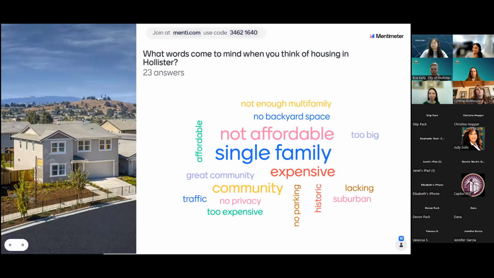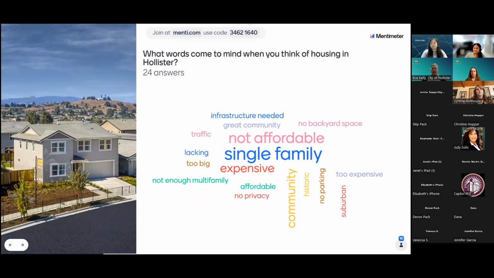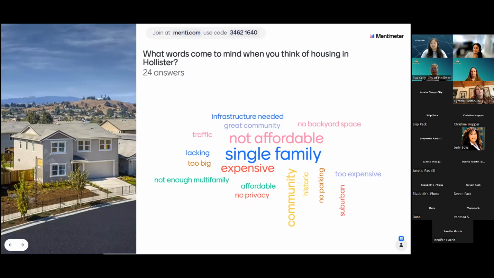Good evening. I'm Devin Pack. I am a former planning commissioner for San Benito County. And in regards to some aspects of the housing element, I've been studying that extensively while working on my master's in urban planning at San Jose State. First of all, Hollister is overwhelmingly single-family residences, according to the American Community Survey of 2022.